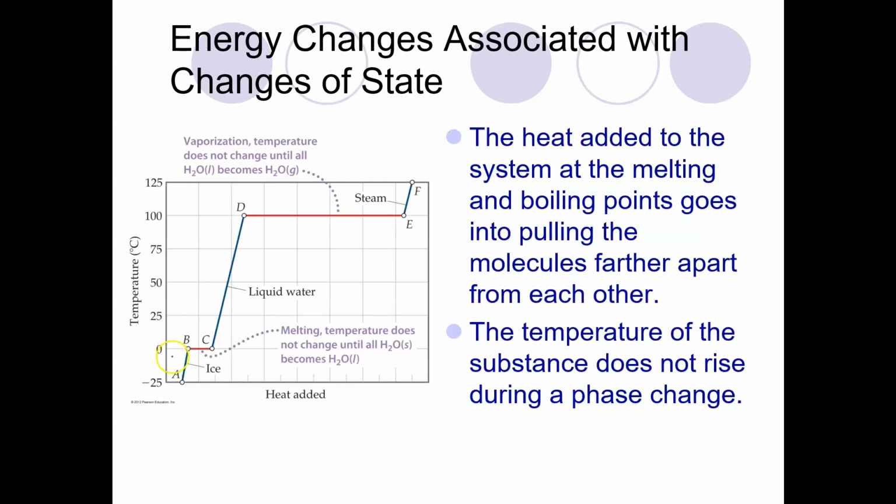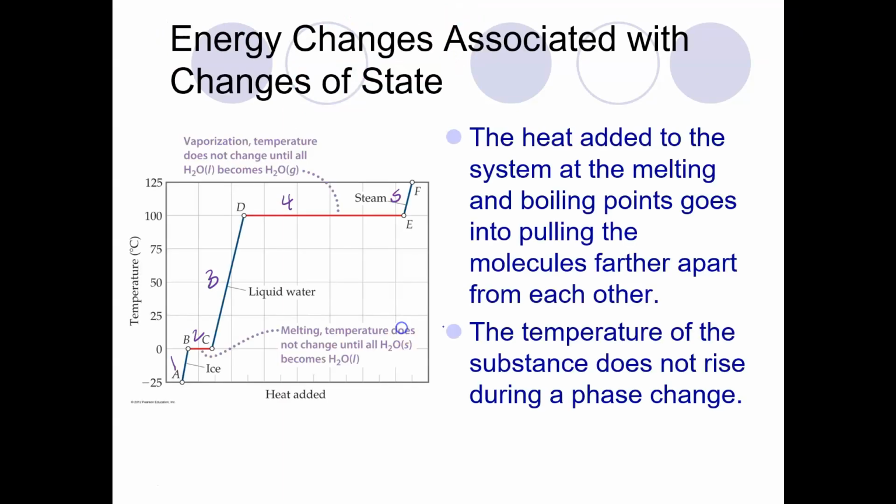So I guess I'm going to number these: 1, 2, 3, 4, 5. This would be a 5-step process if the question said, calculate the amount of heat. Step 1 is taking a solid ice cube and going from negative 25 degrees Celsius to 0 degrees Celsius. That would be using the specific heat equation for step 1.